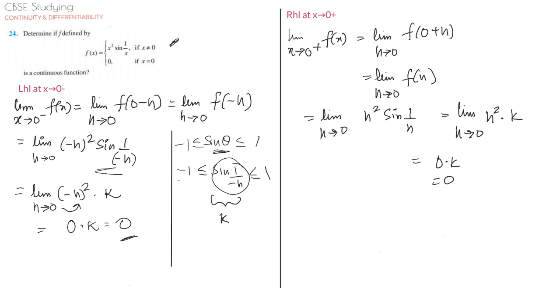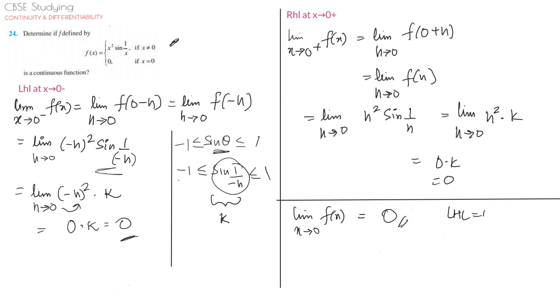And at x equals to 0, what is given to us? At x equals to 0, limit x tends to 0 f of x is directly given to us as 0. Therefore, LHL is equal to RHL is equal to f of 0. The function is continuous at x equals to 0.